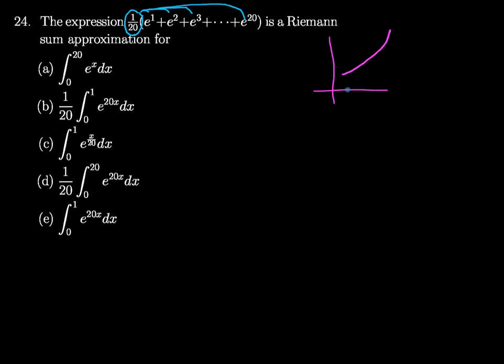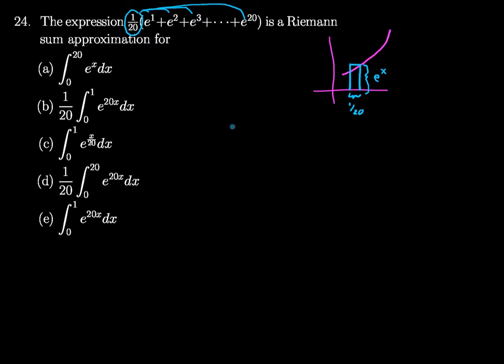And I'm going to draw this as a right Riemann sum, and we'll get back to how I know that had to be the case. But what this 1/20th tells me is, first off, this width is 1/20th. And what this e to the 1, e to the 2, e to the 3 tells me is that this height is e to the x. Okay, so that should make a lot of sense.